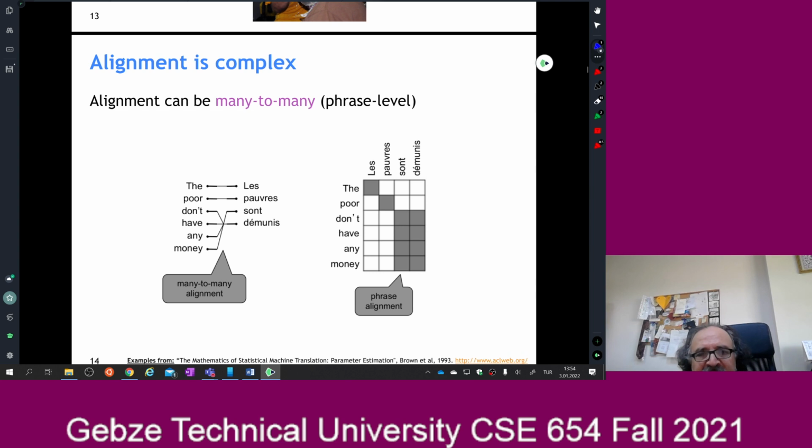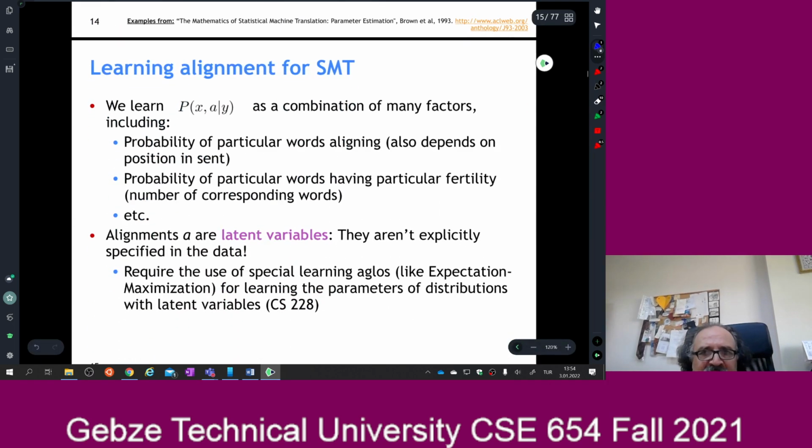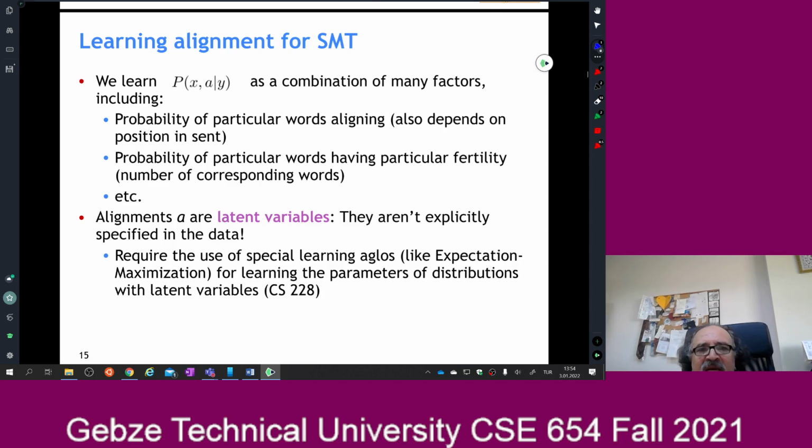And alignment is complex. Many-to-many is difficult. The poor don't have any money. These four words correspond to these two words. So phrases to phrases makes it even more complex. So how do we learn the alignment for statistical machine translation? Again, it's a different problem. We learn it as a combination of many factors. Probability of particular words aligning.